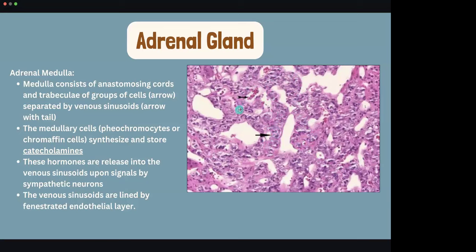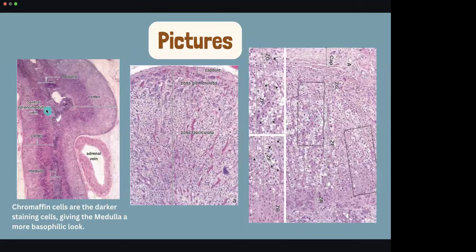And these venous sinusoids have a fenestrated endothelial layer, so it makes it so much easier for the hormones to be taken up in these venous sinusoids. Now, these are more pictures, as you can see. This is the medulla, this is the cortex. The medulla is way darker stained. It has a more basophilic look than the cortex.